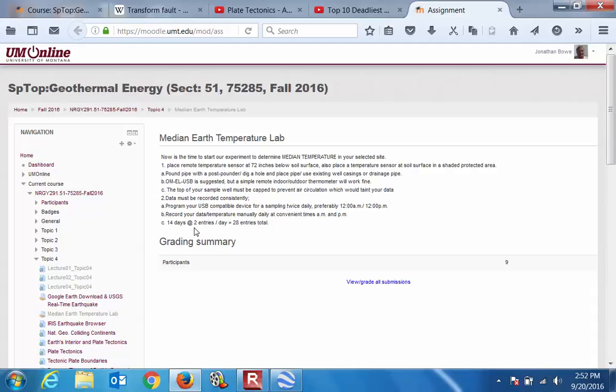And this is accessible to you too, so don't worry about where am I going to find that? Well, it's in your course, okay? So 14 days at 2 entries per day, 28 entries total. Record your date, temperature manually daily at convenient times, AM and PM. Or you can program a USB compatible device for sampling twice daily, preferably 12 p.m., 12 a.m. So there's your median earth temperature lab.